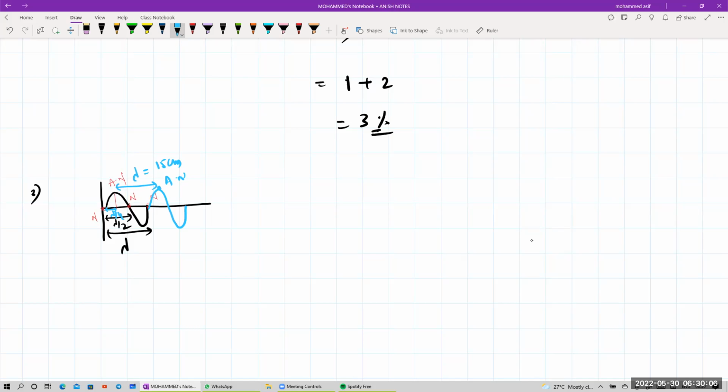He is asking the distance covered in 4 waves. Wave 1, 2, 3, and 4, each of wavelength lambda. So the distance will be 4 times lambda, which is 4 into 15, equal to 60 centimeters. Meters into meters, centimeters into centimeters.